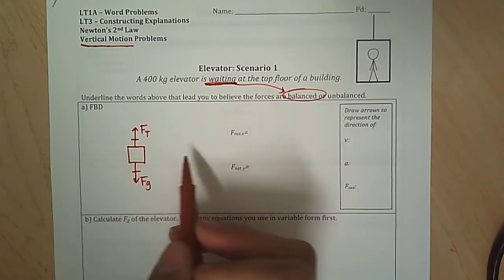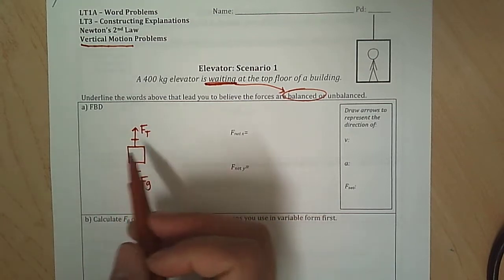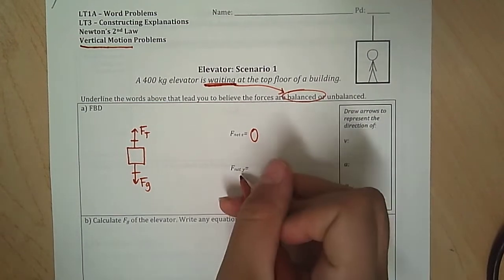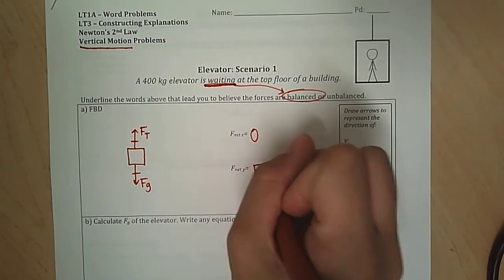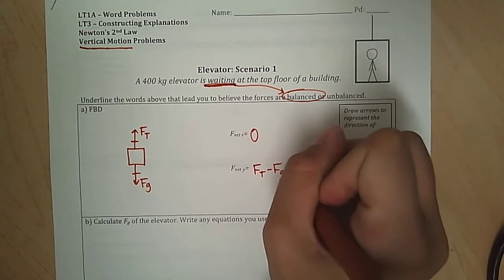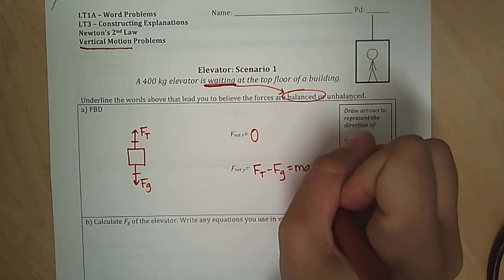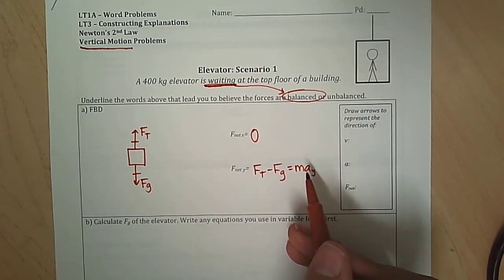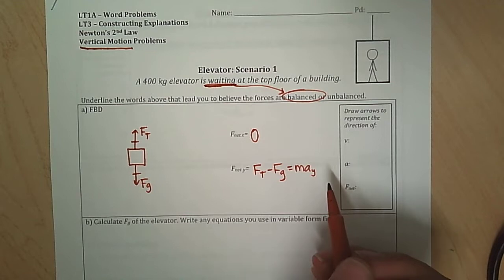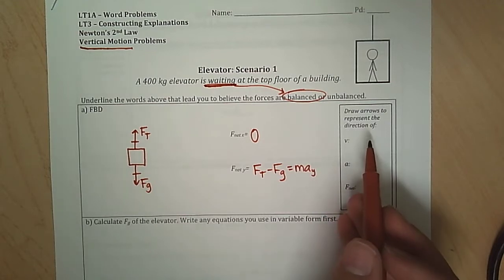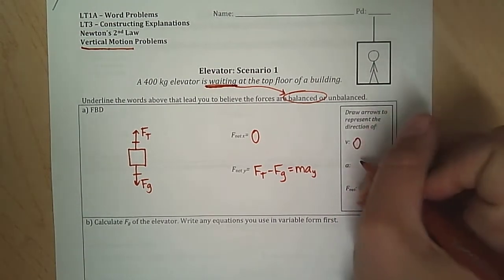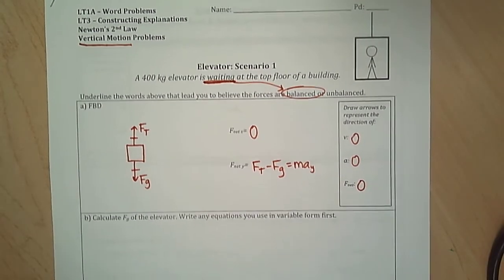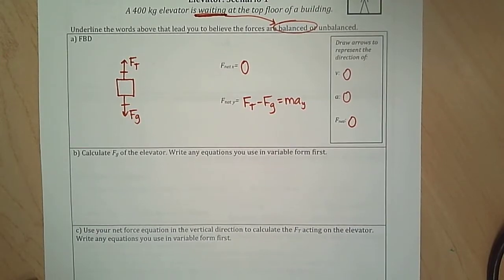Horizontally, F net x, you can assume there's no friction, that nobody's pushing the elevator right or left. Elevators generally just go up and down. So we can say there's nothing in the x direction. And in the y direction, we have Ft minus Fg. And as always, we can set that equal to ma. Now I'm going to call that may so that we are clear that we're talking about vertical motion here. In terms of these directions, well, it's not moving, so velocity is 0, acceleration 0, the forces are balanced, so F net is 0.